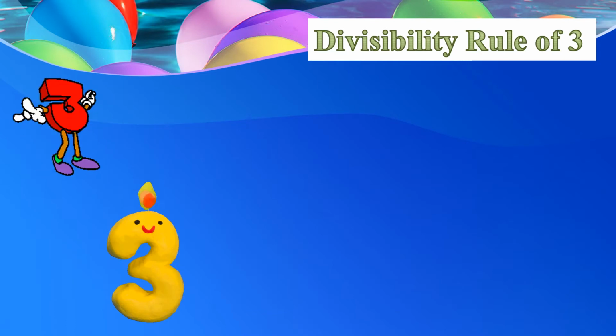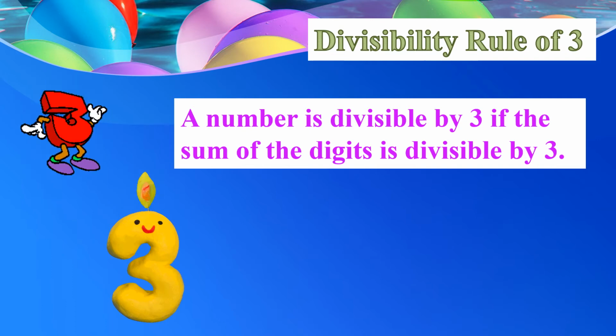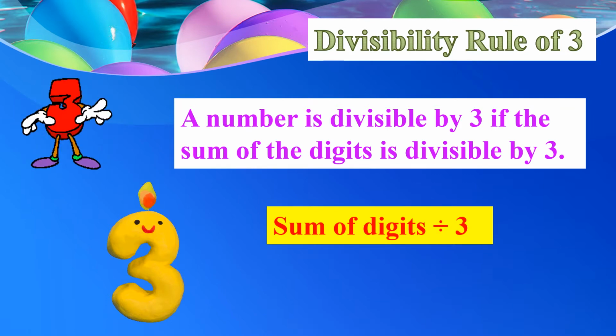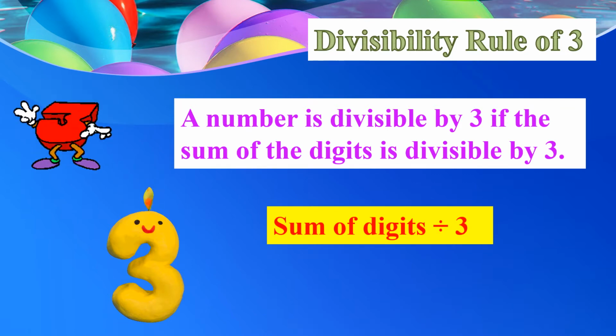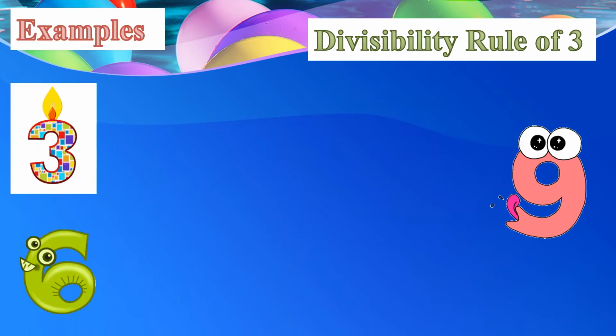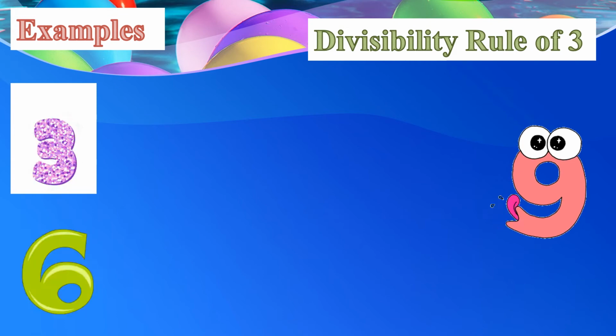Divisibility rule of 3. A number is divisible by 3 if the sum of its digits is divisible by 3. In short, the sum of the digits should divide by 3 without leaving any remainder. Let us see the divisibility rule of 3 with an example.